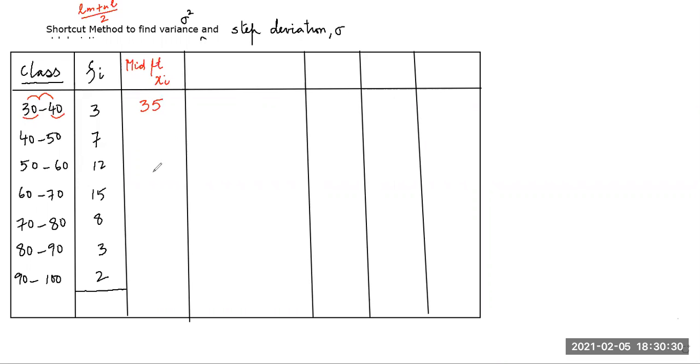Now simply add 10, because you know the class size h. What is class size? Upper limit minus lower limit. That is the same in all the cases. So it will be 35, 45, 55, 65 and so on.